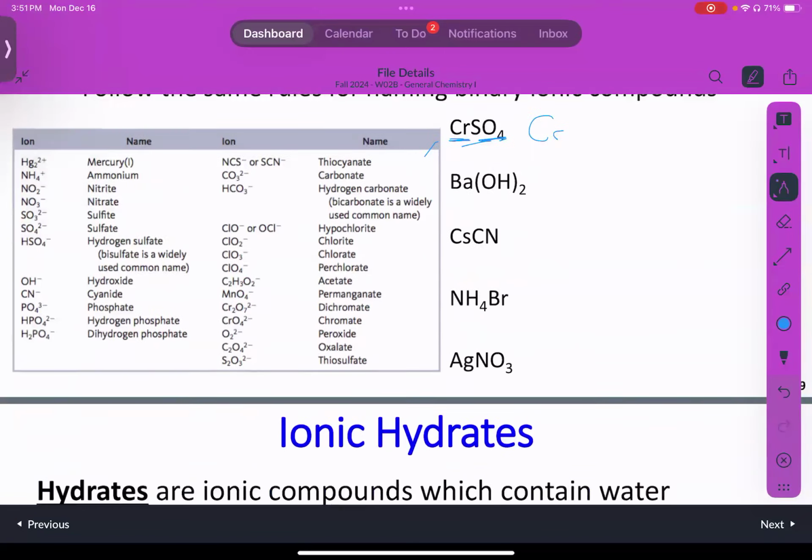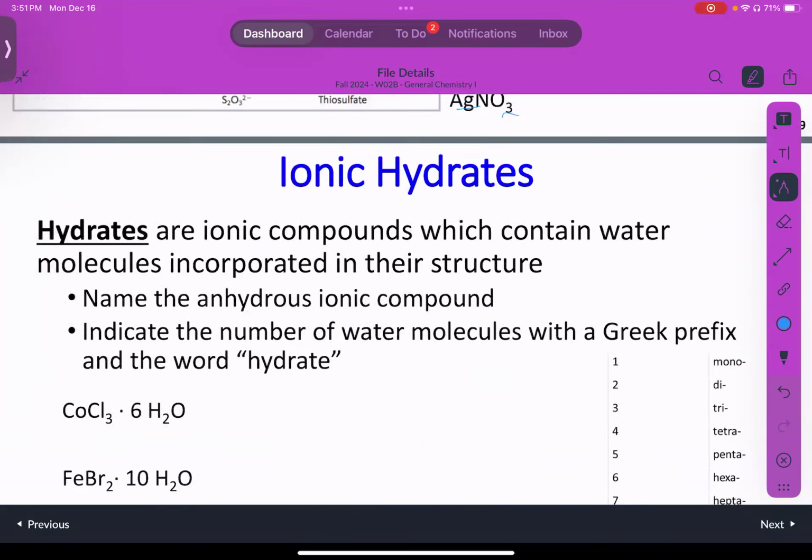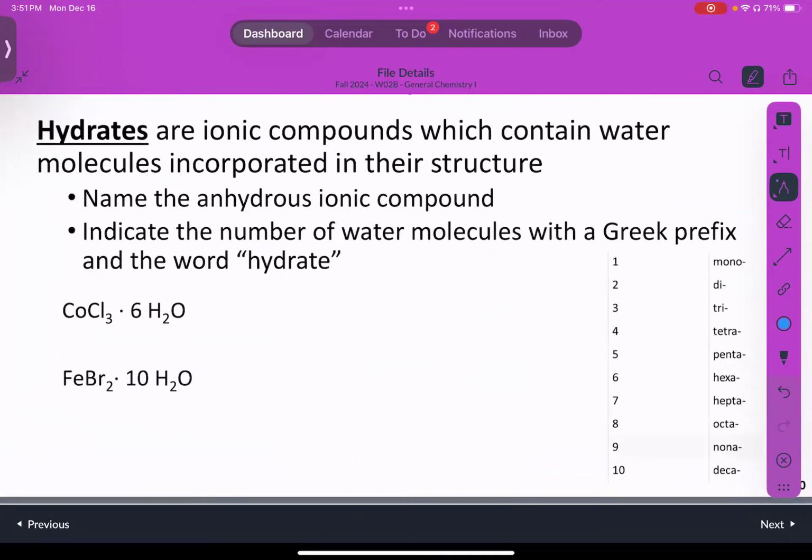Yeah. So with these, you just take the metal with the polyatomic name. So chromium(II) sulfate, barium hydroxide, cesium cyanide, right? Ammonium bromide, and then silver nitrate, right? Like I mentioned earlier.